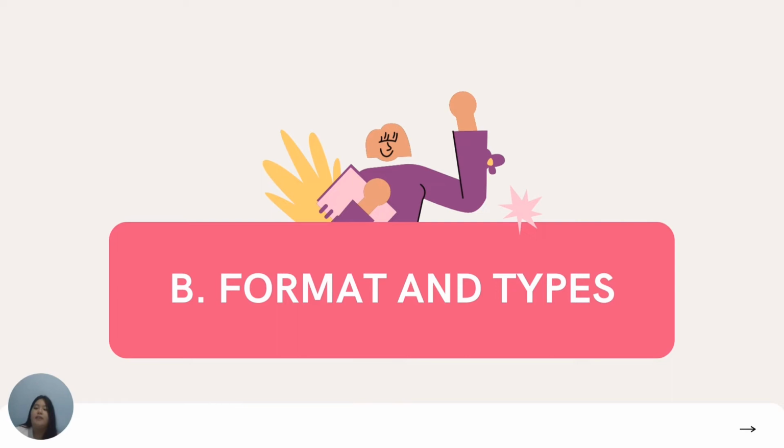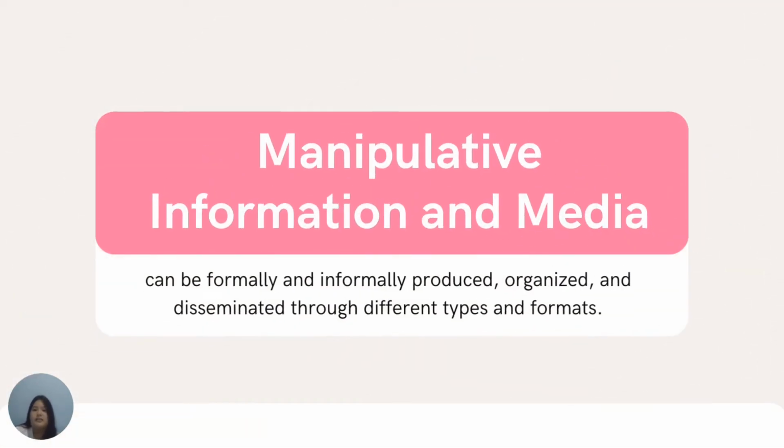Second, format and types. Manipulative information and media can be formally and informally produced, organized, and disseminated through different types and formats. To better understand how advertising and public relations firms manipulate information, we must understand the perspective of a viewer and/or a consumer.